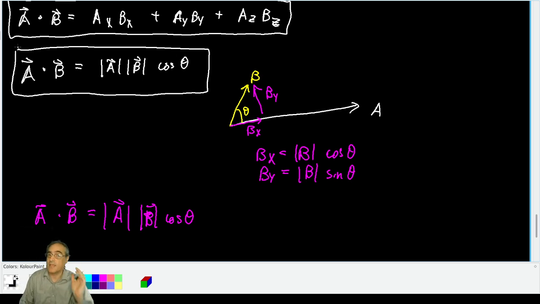This will be useful for calculating the work because work is defined as force dot product with the displacement vector, or being really proper, the integral of the force dot product with the dr vector, where dr is an infinitesimal displacement.